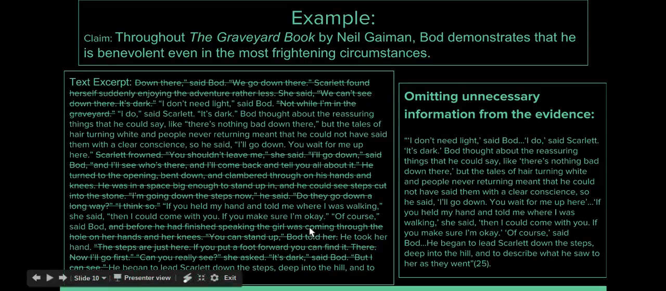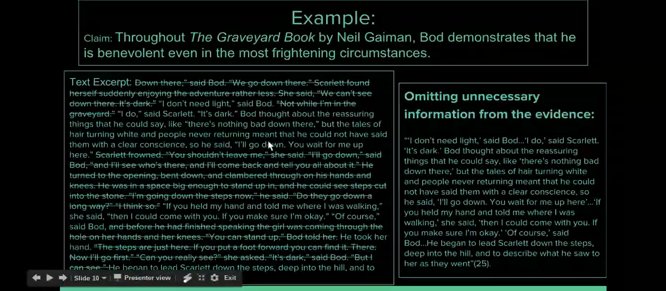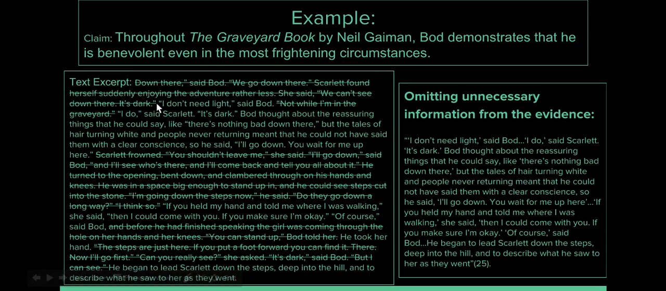So in order to really focus on only the key parts, I can use an ellipsis in another way. I can use it to cut out the pieces I don't need. So you'll see here that I already started to brainstorm. I started to cross out lines in the text that aren't really necessary in proving my claim. And I left only the parts that I thought really show how benevolent or nice he is.